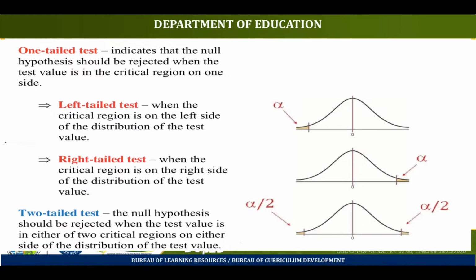Now let's move on to the tailed test. A one-tailed test indicates that the null hypothesis should be rejected when the test value is in the critical region on one side. It is a left-tailed test when the critical region is on the left, and a right-tailed test when the critical region is on the right. The second is a two-tailed test. It is when the null hypothesis should be rejected when the test value is in either of the two critical regions on either side of the distribution of the test value.